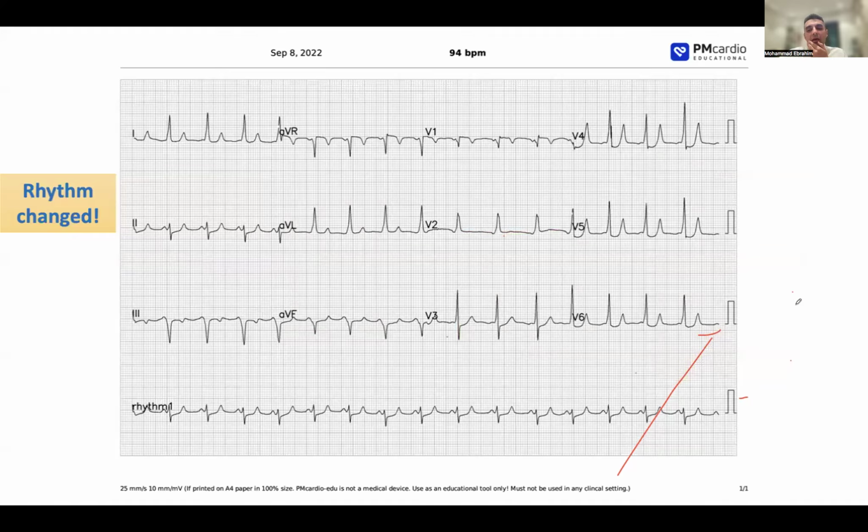Anyways, while this patient was in the ER, she vomited and felt sick, and then suddenly the ECG changed to this ECG, without cardioversion. So what do you guys think this ECG is showing?